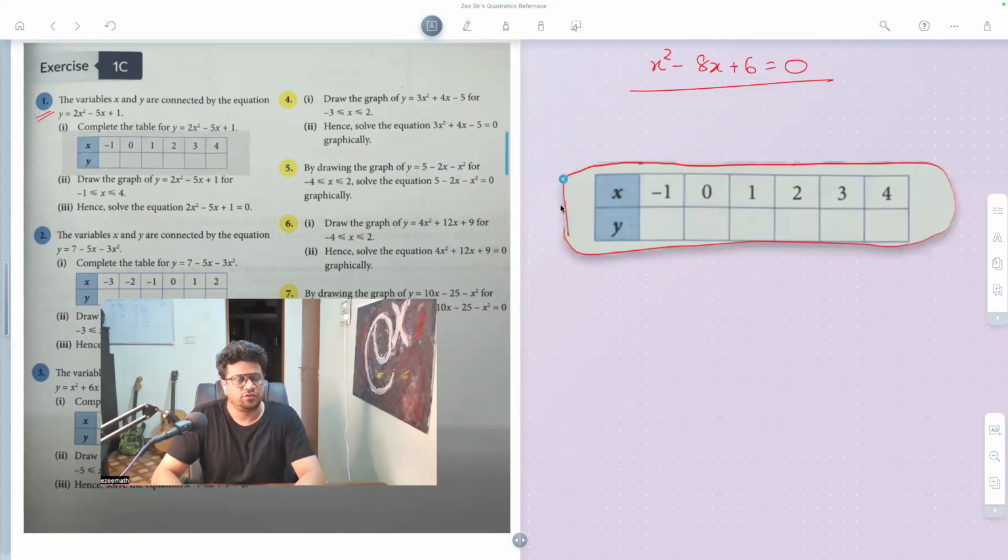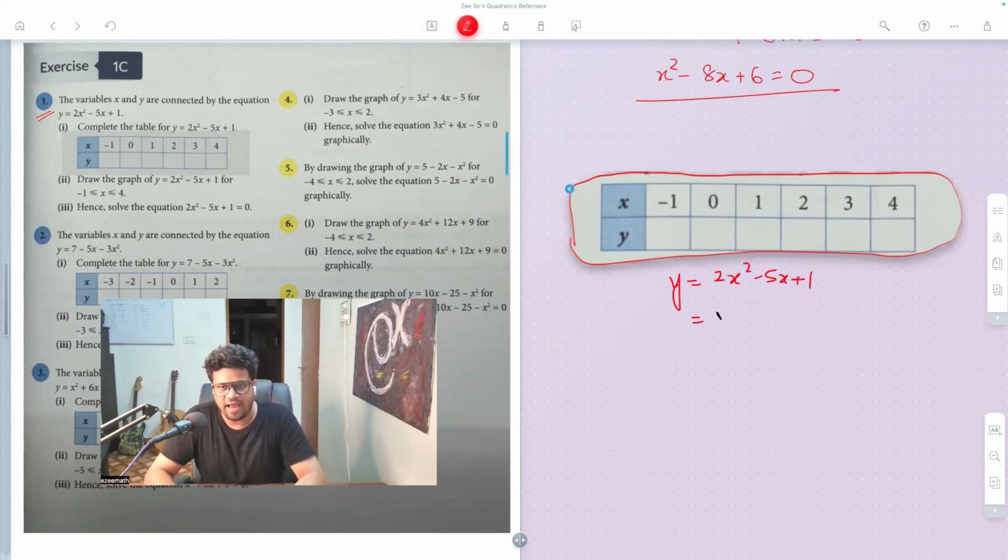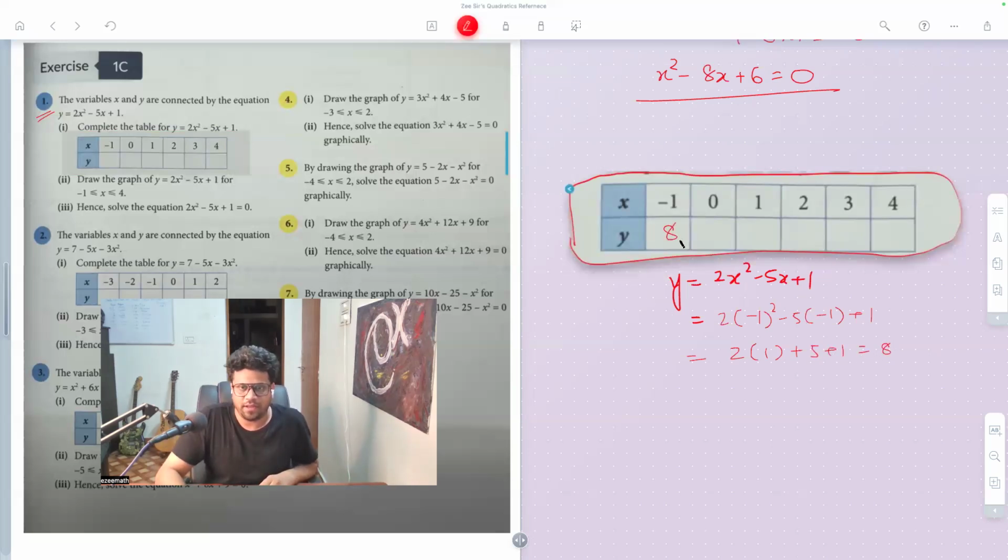So at x equals -1, we know that y is supposed to be 2x squared minus 5x plus 1. We're going to substitute x equal to -1 in there. So you get 2 into (-1) squared minus 5 into -1 plus 1. That's 2 into 1 plus 5 plus 1, that's a value of 8. So we're going to put up an 8 here.